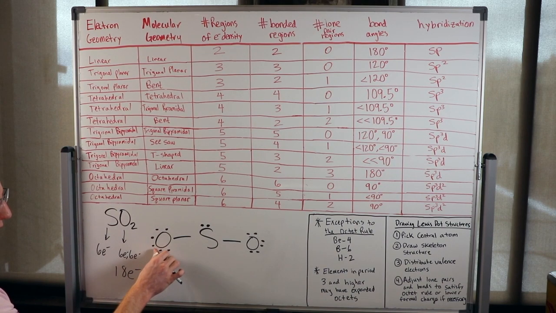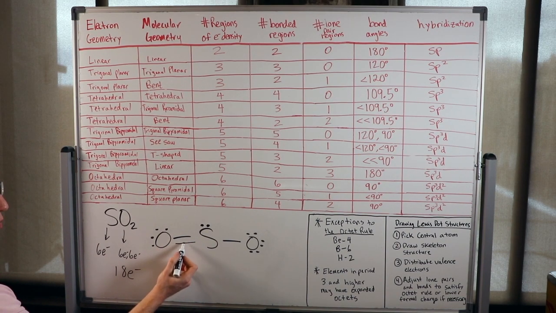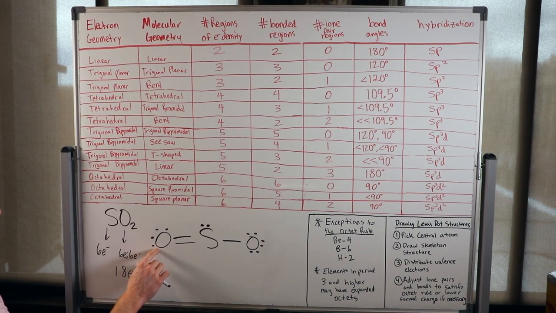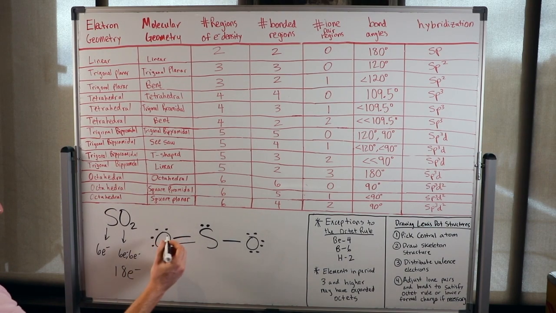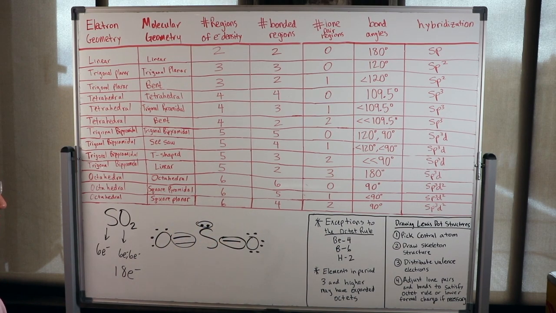Well, we can steal an electron pair from one of these oxygens and turn it into a double bond. So now the sulfur has 1, 2, 3, 4, 5, 6, 7, 8 electrons in its valence. And it's satisfied its octet. Notice how we didn't mess with this oxygen's octet either. 1, 2, 3, 4, 5, 6, 7, 8. So everything's happy. So now we have 1, 2, 3 regions of electron density.